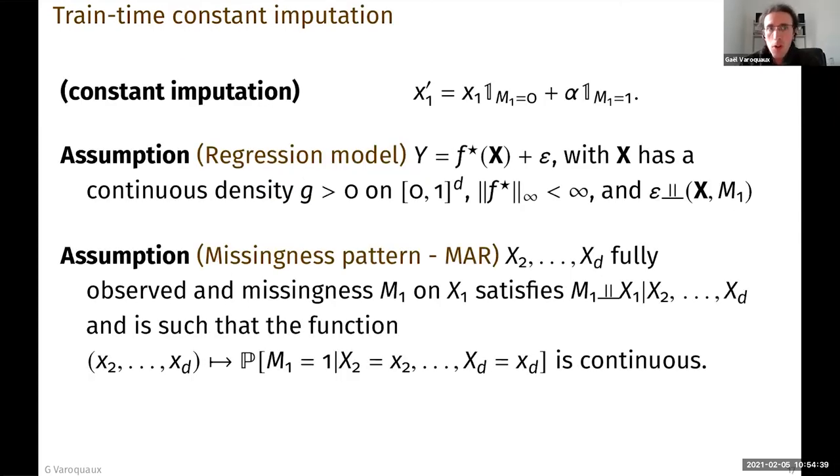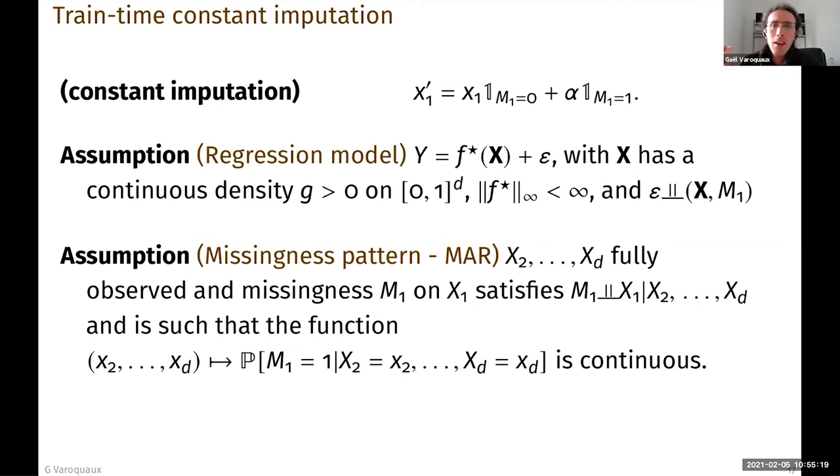Now, another procedure, which is a bit brutal, is to impute by a constant. Each time I have a missing value, I'm going to replace it by a constant alpha. And I can choose my constant the way I wish. I can choose it, for instance, as being the mean in the train set. And I'm going to do this over all my data, over my train set and my test set. And then I need to assume a few things, which are basically some regularity assumptions.